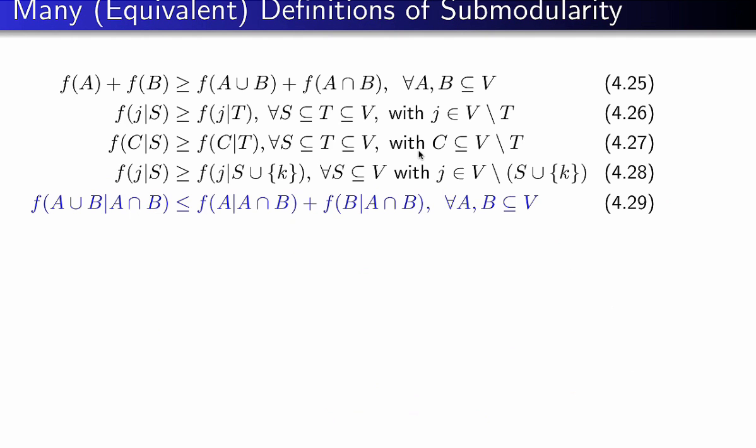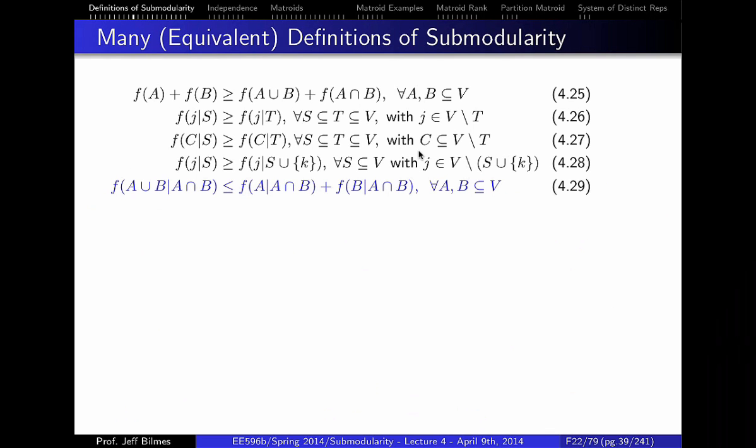A subadditive function is different. A submodular function is one that's conditionally subadditive. You have to condition on the intersection using the gain form. And a function is submodular if and only if it's conditionally subadditive.